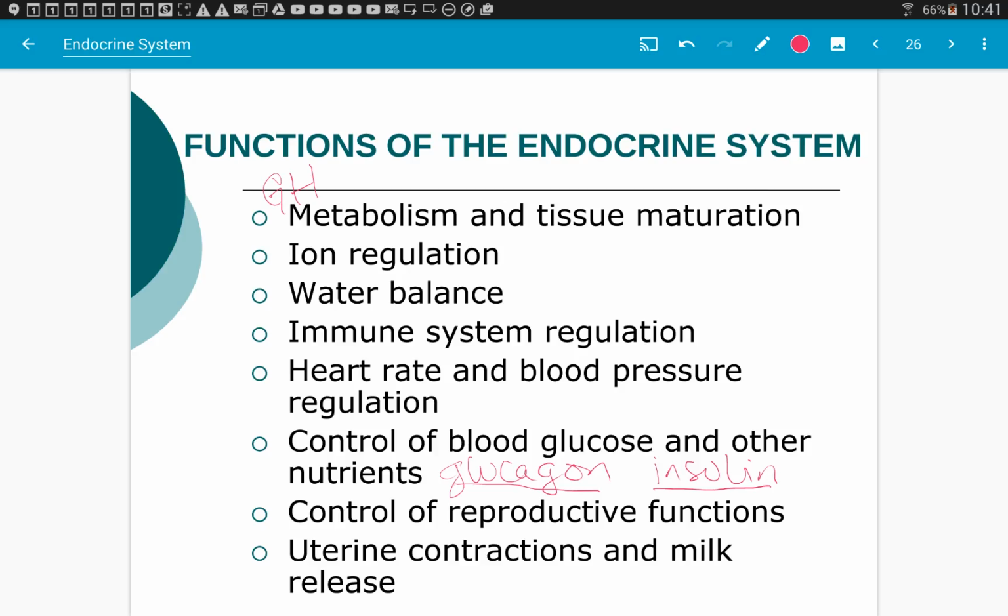Also has control of reproductive functions like our previous slide. Estrogen and testosterone were mentioned. Uterine contractions and milk release. So uterine contractions is oxytocin. Milk release is prolactin.